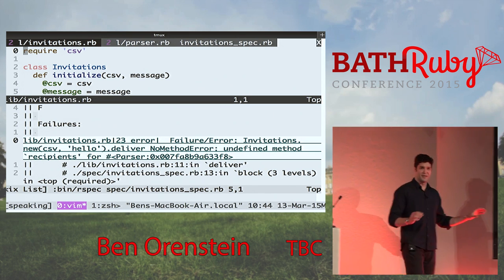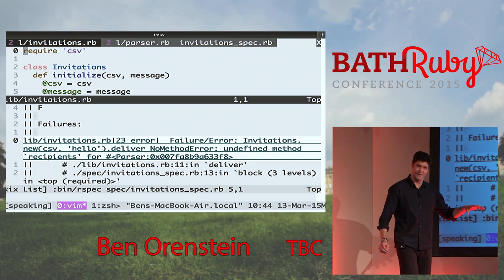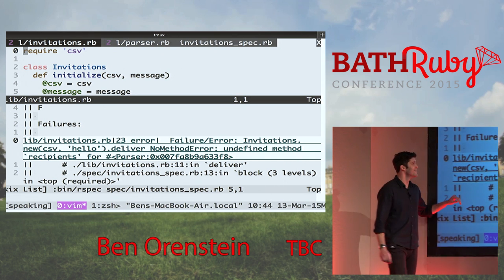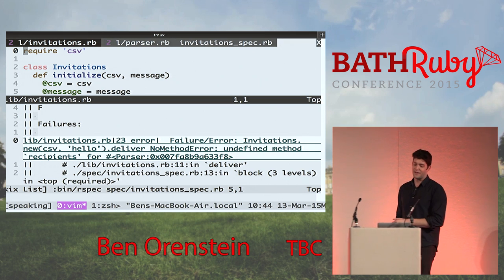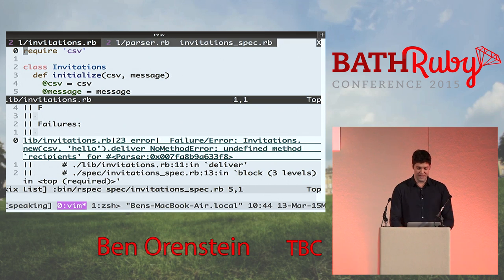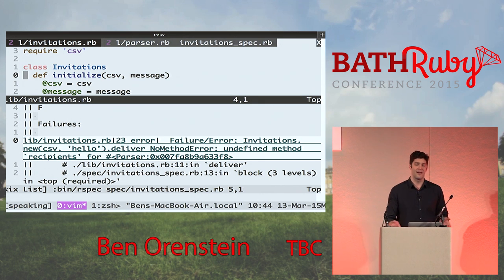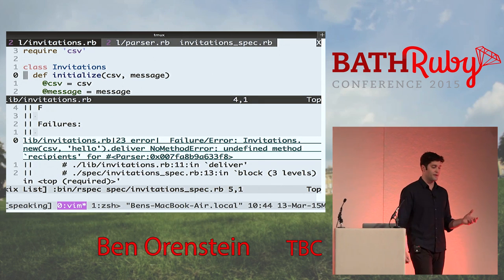I should give you a second to read these errors. I've done this talk a couple times, so I might be able to read them faster than you. No method error, undefined method recipients on parser, that's reasonable. It's a brand new class, it has not that many methods, except what Ruby gives us, and certainly does not have a recipients method.